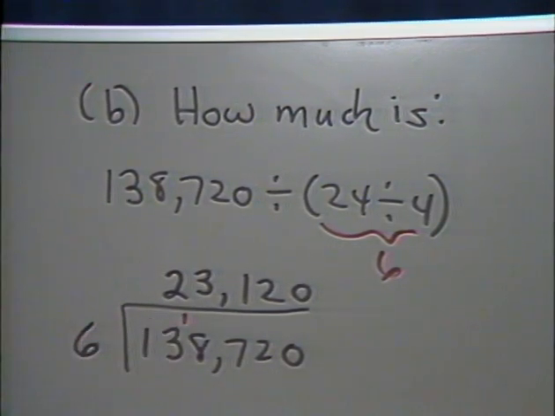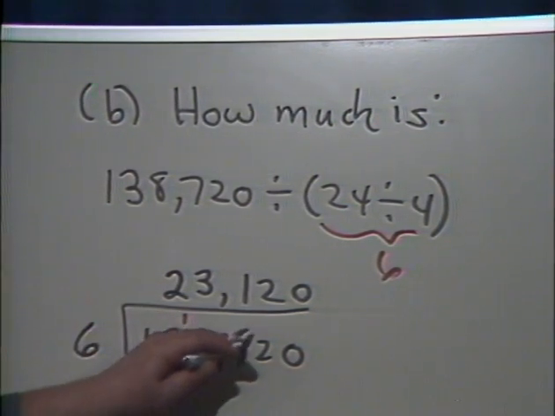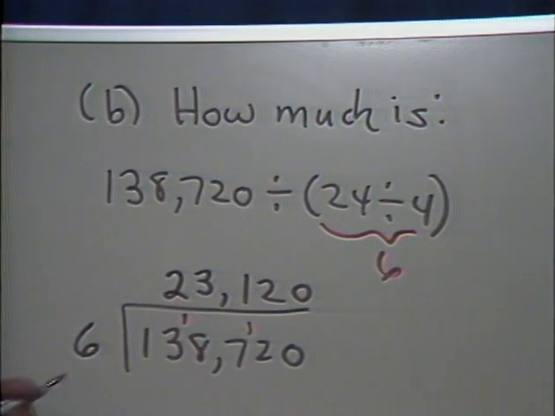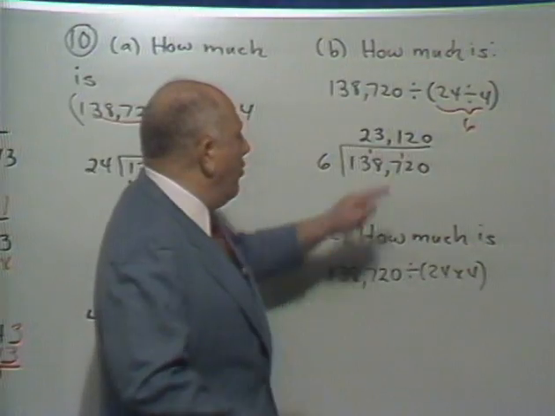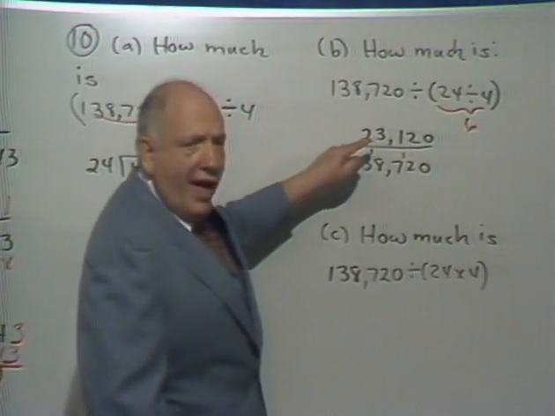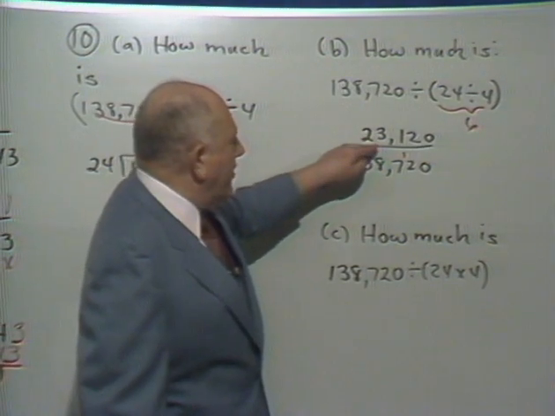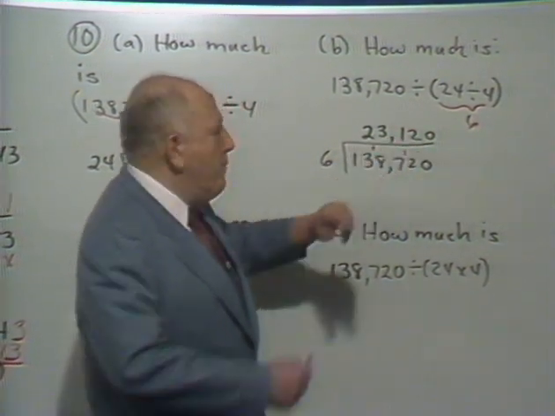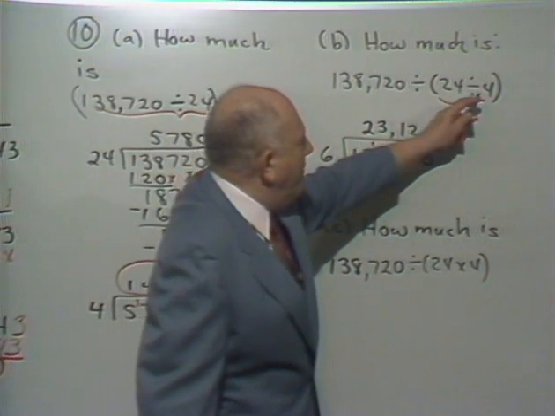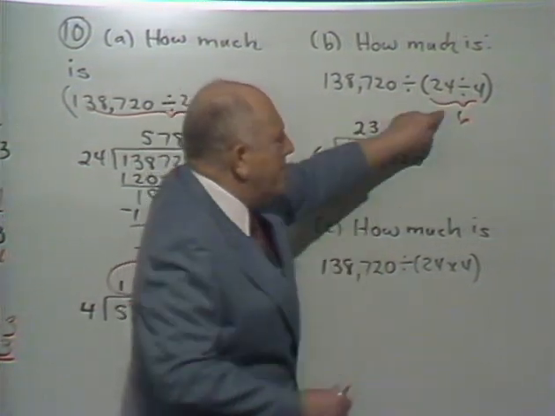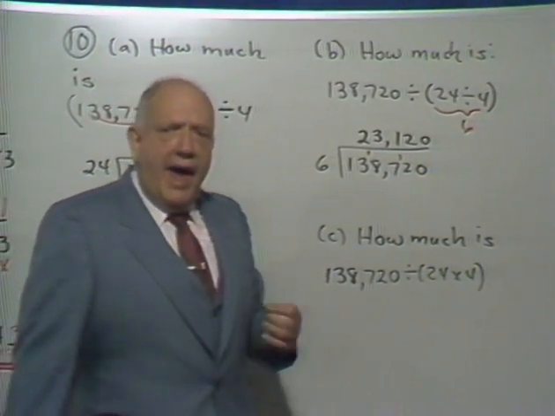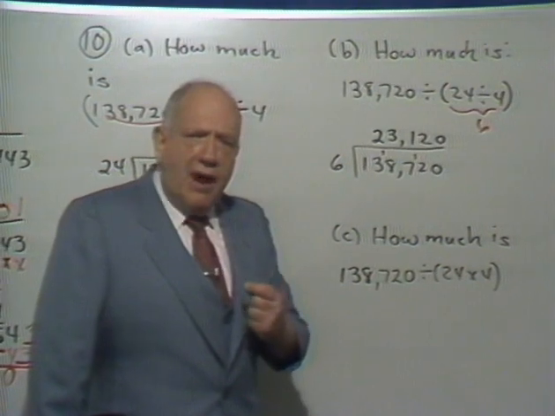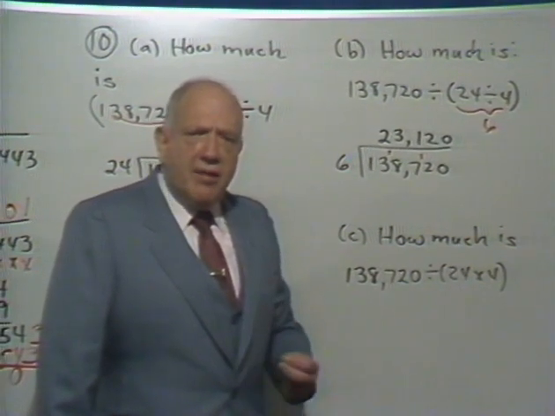The 6 is the outside number in the long division form. 6 goes into 13 twice with a remainder of 1. 6 goes into 18 3 times with no remainder. 6 goes into 7 once with a remainder of 1. 6 goes into 12 twice with no remainder. 6 goes into 0 0 times. In other words, now the answer is no longer 1,445. It's 23,120. Because you see, by dividing the 24 by the 4, the final division is being done by a smaller number. You see, here's the thing I'm trying to point out to you. A and B may look alike, but those parentheses, that voice inflection, makes a big difference.